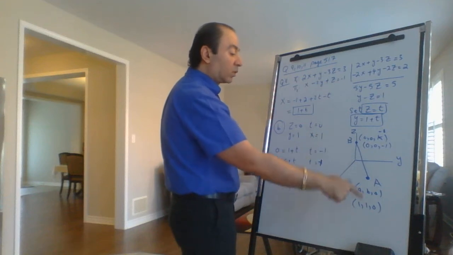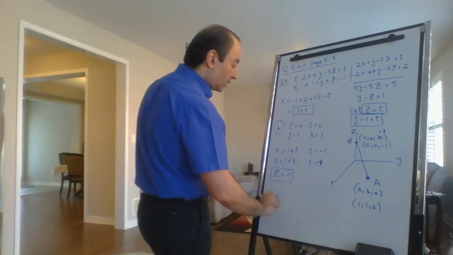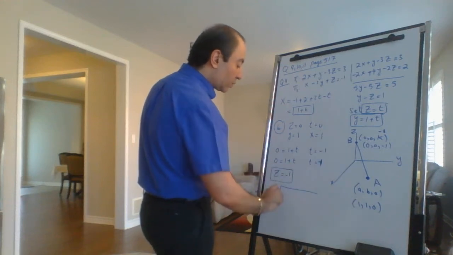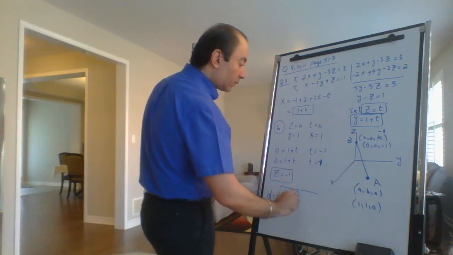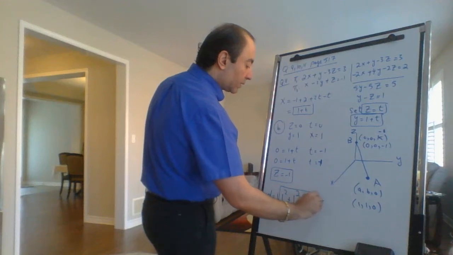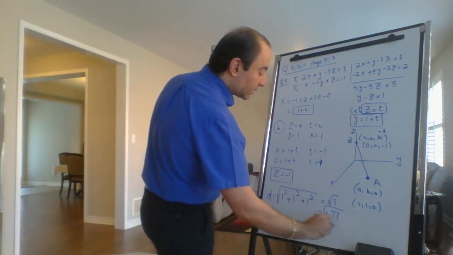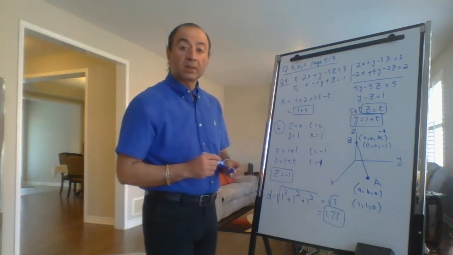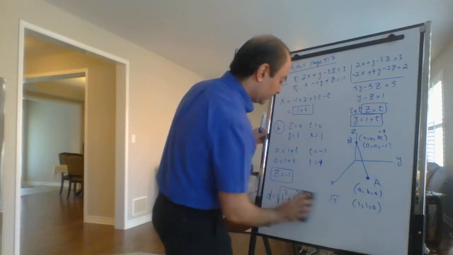So now I know the coordinates of these two points. I can find the distance. It will equal the square root of (1 minus 1) squared plus (1 minus 1) squared plus (0 minus -1) squared. 0 minus -1 is 1, so squared, and this is the square root of 3, which is 1.73. This is the distance between these two points. Okay, so this is question 11.